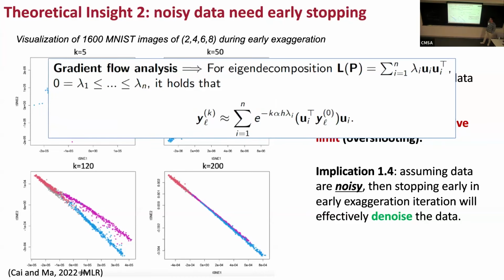And the key is to establish this relationship through a gradient flow analysis, where we analyze this iterative algorithm by sending the step size very small. We can find a continuous limit of this iterative process. As a result, we can establish this approximate expression where the low dimensional embedding produced by t-SNE is approximately a weighted average of the eigenvectors of that graph Laplacian. And the weight is proportional to an exponential decay, where k is the number of iterations, and lambda are the eigenvalues of the graph Laplacian.